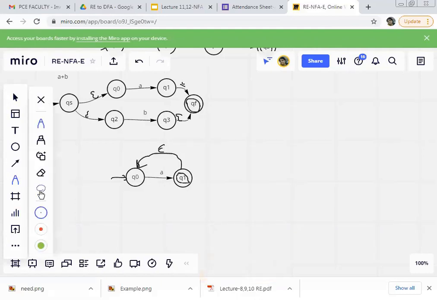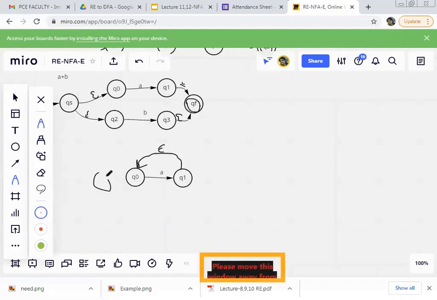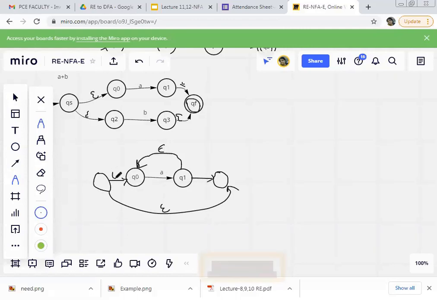So what has to be done? We have to take another state here and another state here and transit from this state to this state on epsilon and connect all the rest of the things on epsilon. Okay, you have to remember these diagrams. All these simple diagrams will help you in drawing the complex diagrams. Okay, so this is the final state now.